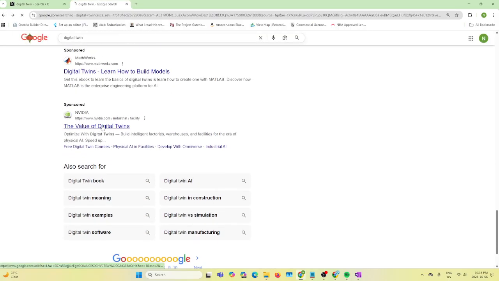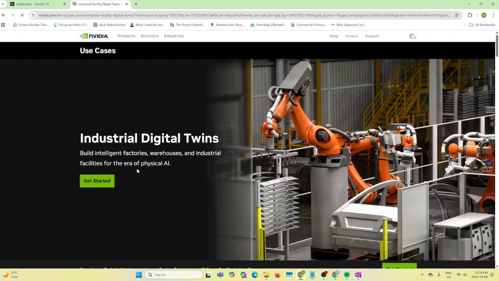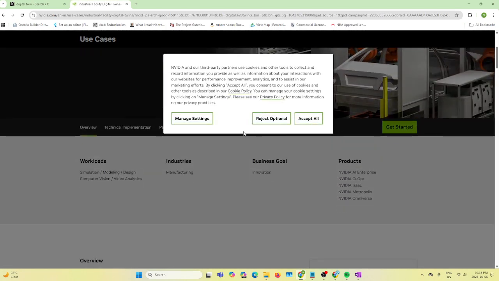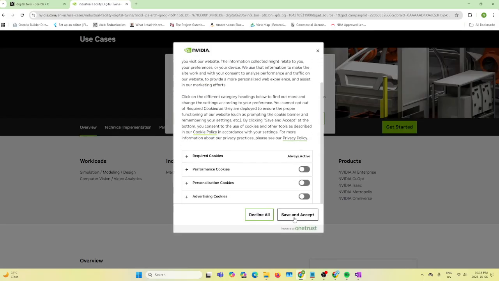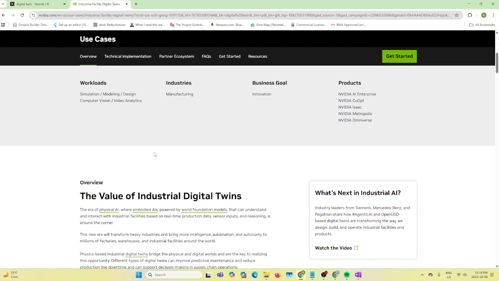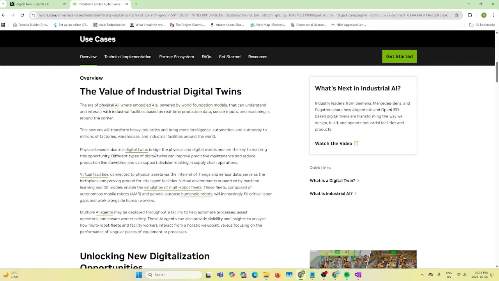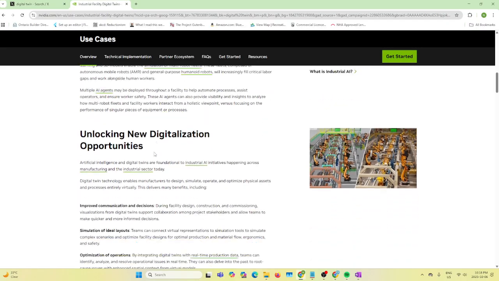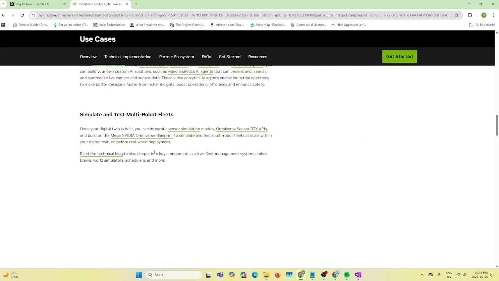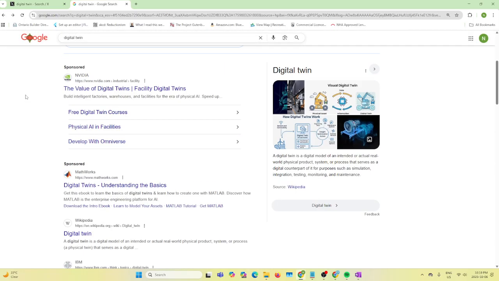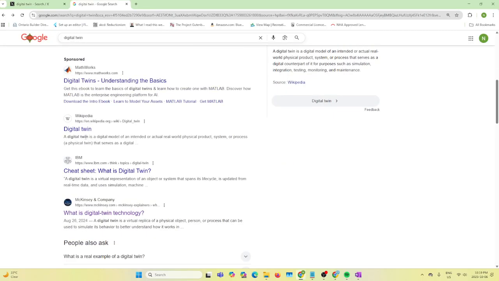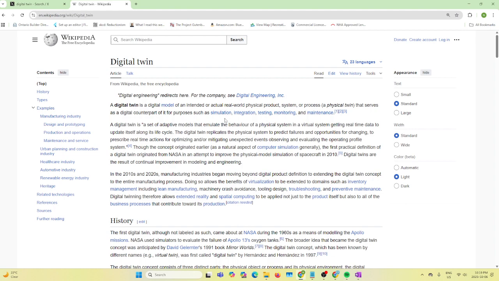Of course, the value of digital twins by NVIDIA. What I usually do with this is I only keep the required one. The value of industrial digital twins, unlocking new opportunities. I mean, they always talk about things that are applicable to them, right? I'm trying to look for articles that are a bit more research-based. So let's go for digital twins here. Digital twin is a digital model. Wikipedia is always a trusted source.